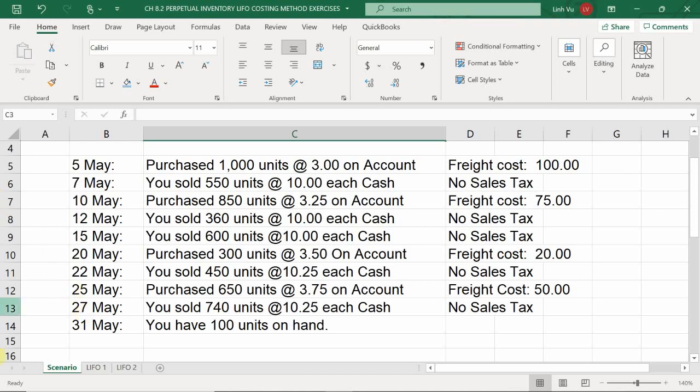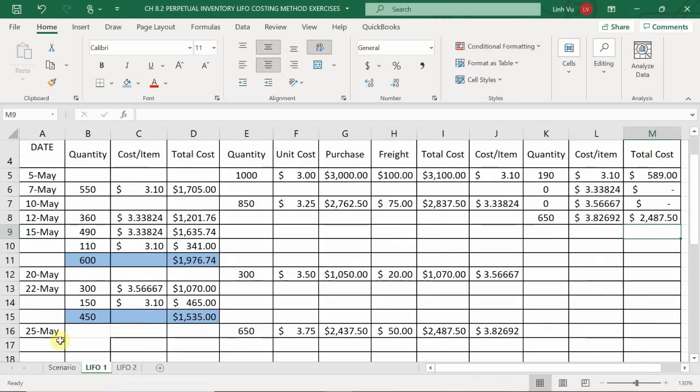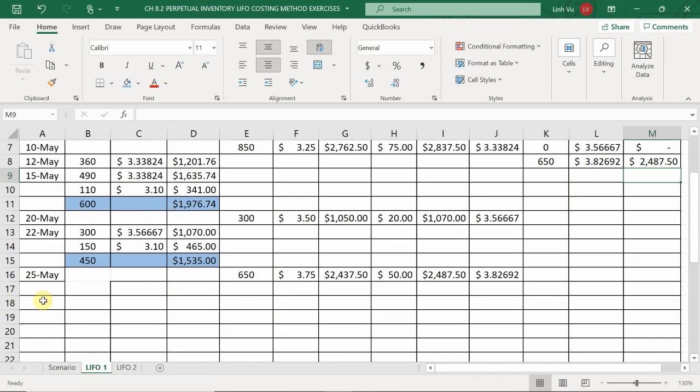Okay. So then, lastly, on May 27th, we end up selling an additional 740 units. Okay, so we sold 740 units on May 27th.